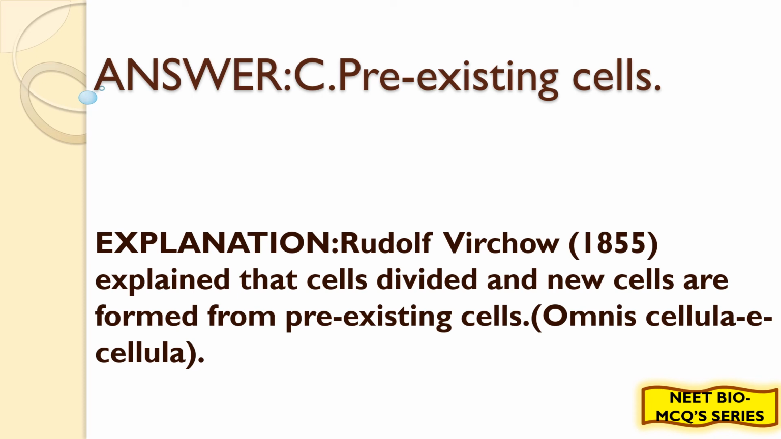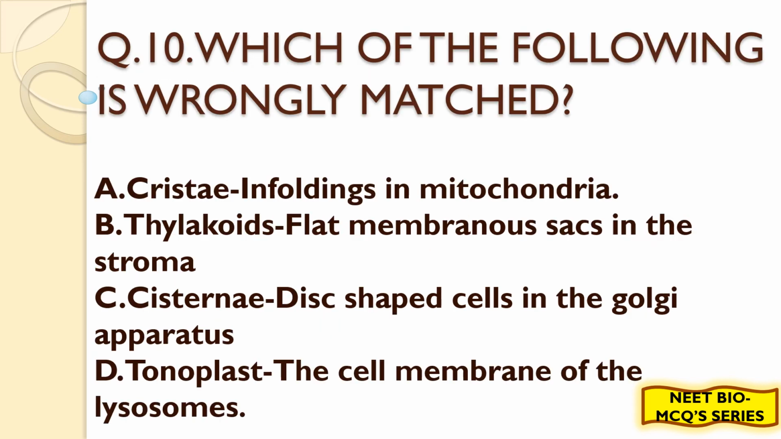Explanation. Rudolf Virchow in 1855 explained that cells divided and new cells are formed from pre-existing cells. This theory is omnis cellula e cellula. A new cell comes from a pre-existing cell. There was an era where the theory of cell generation from the organic matter was spoken of, but finally it was proved that it's only a pre-existing cell that could give rise to a new cell.